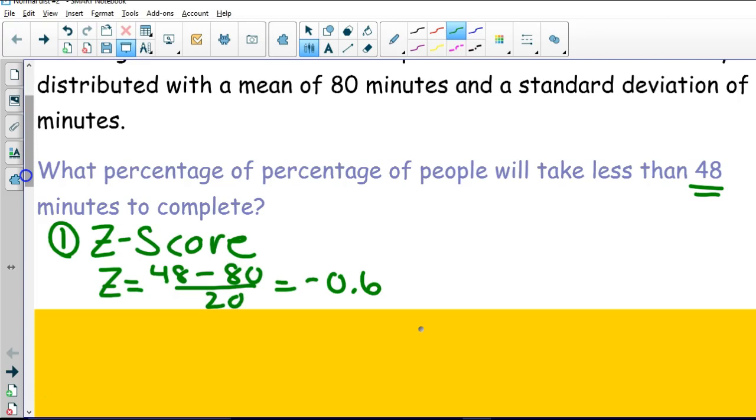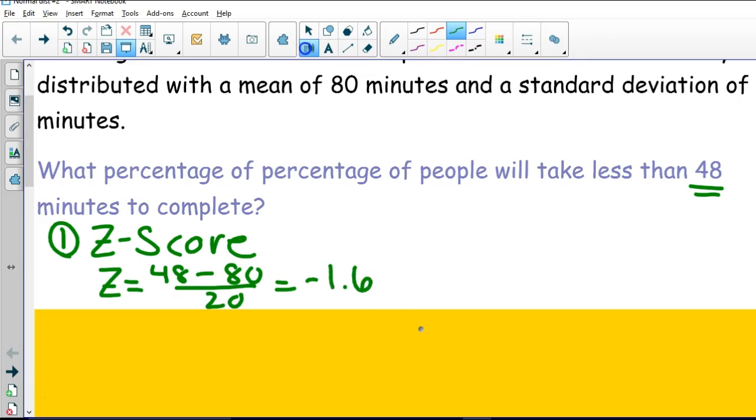What does that mean? We want to know what is the percentile. How well are they doing compared to other people? Is this unusual? Do we have a question? Is this wrong, negative 0.6? Yeah, that's okay. So it's negative 1.6. Okay, perfect.